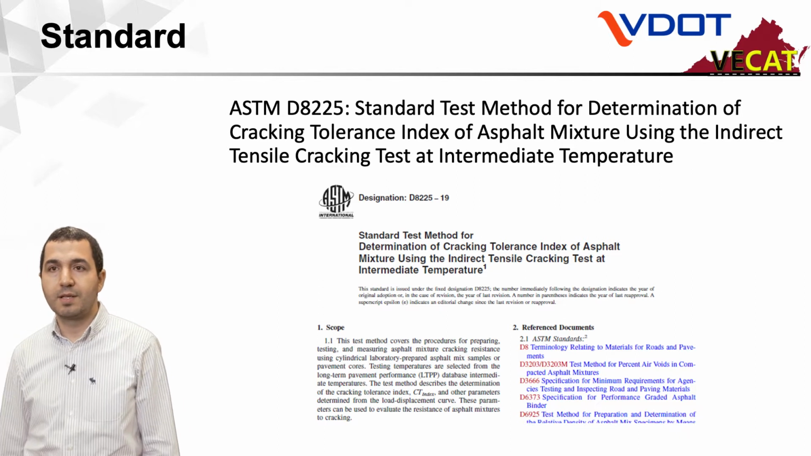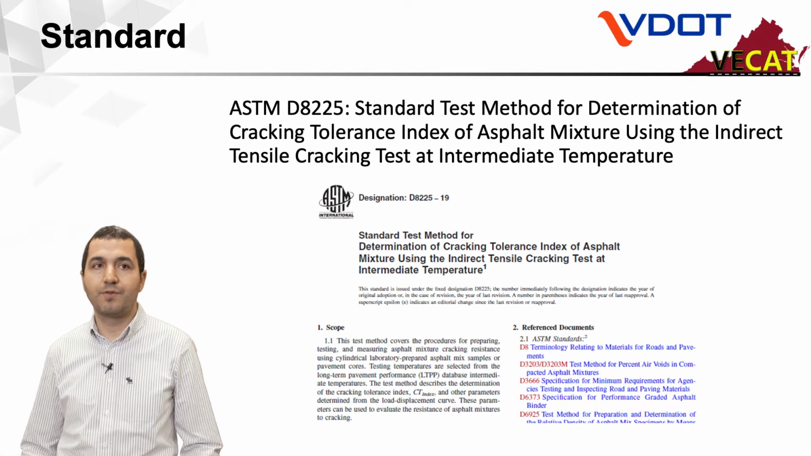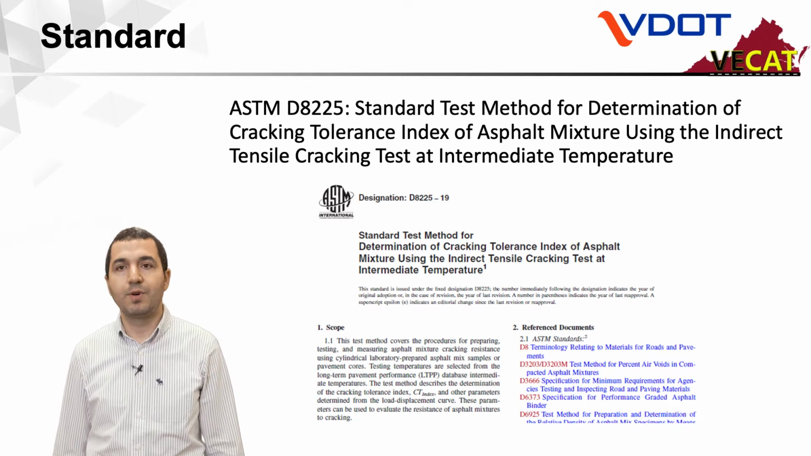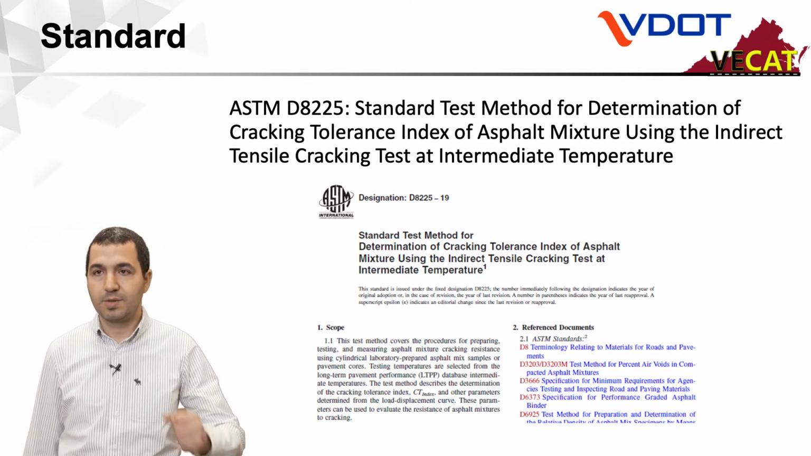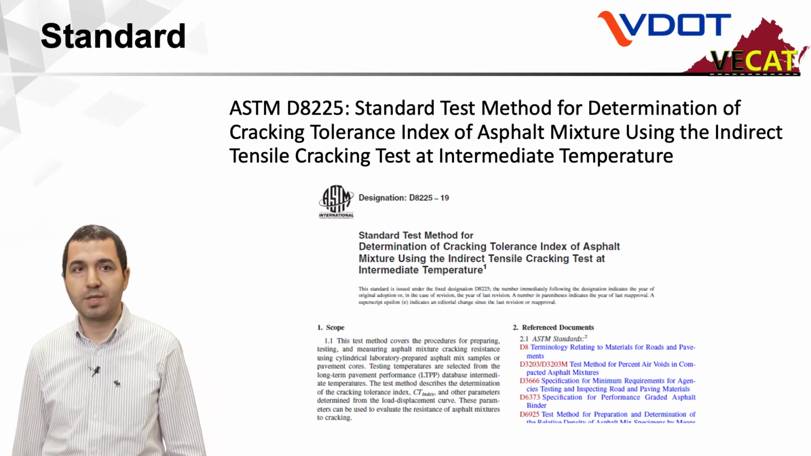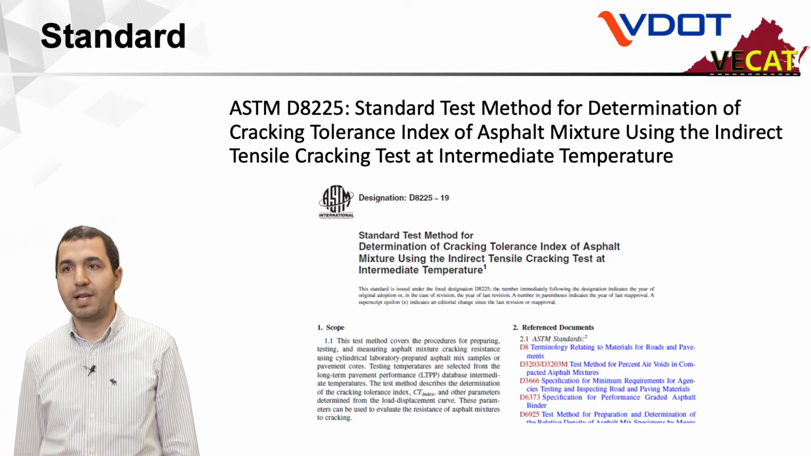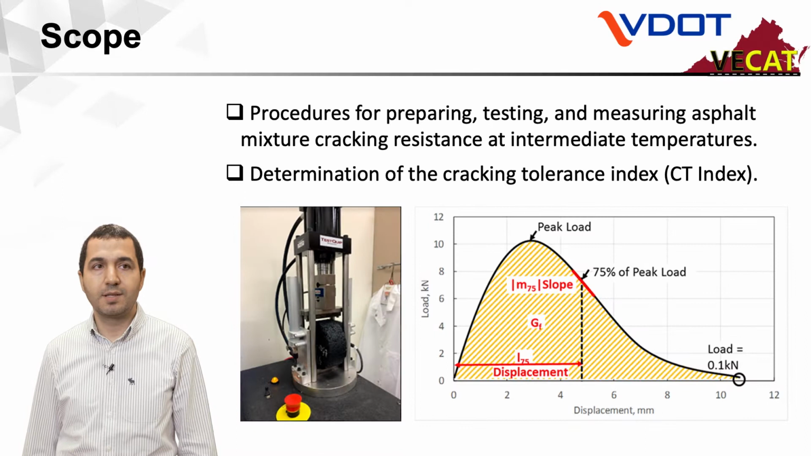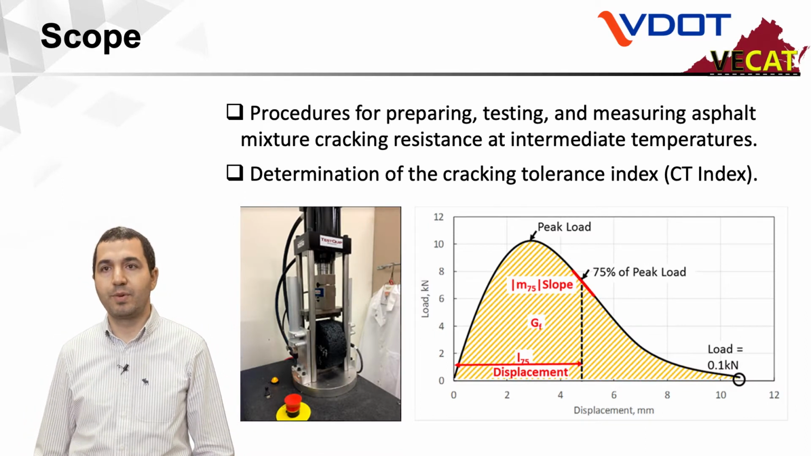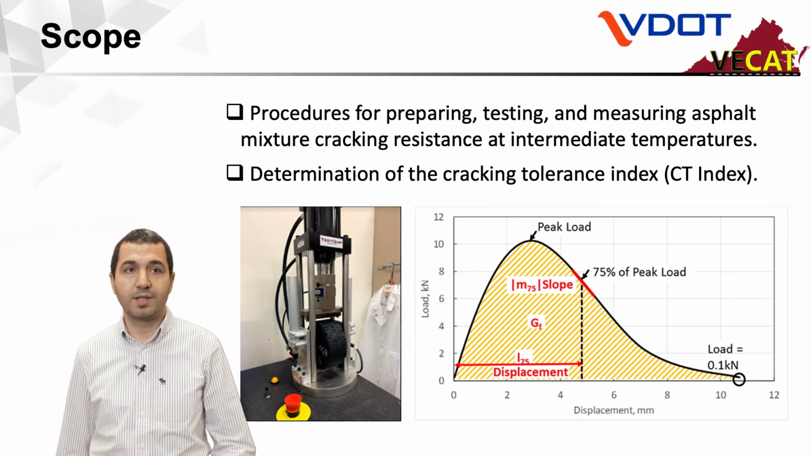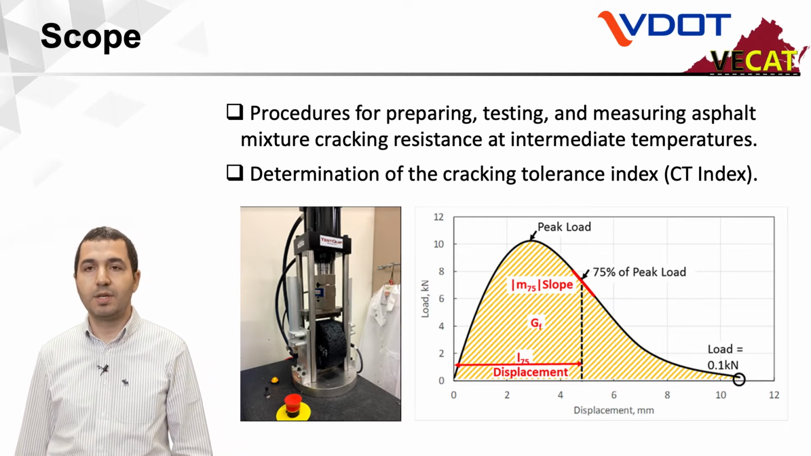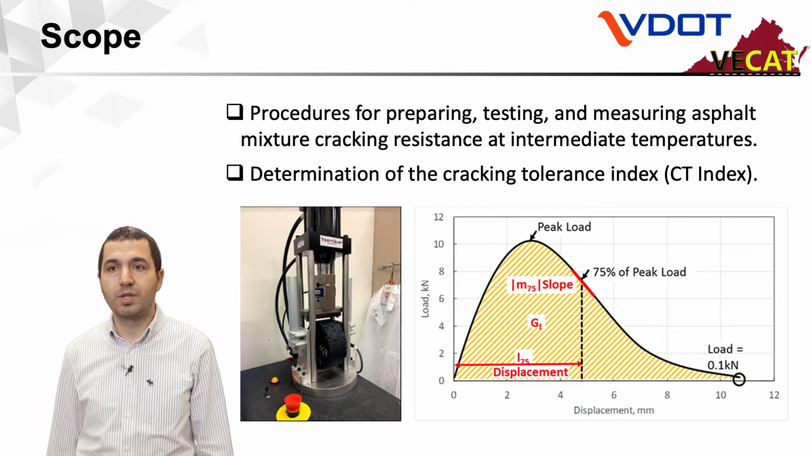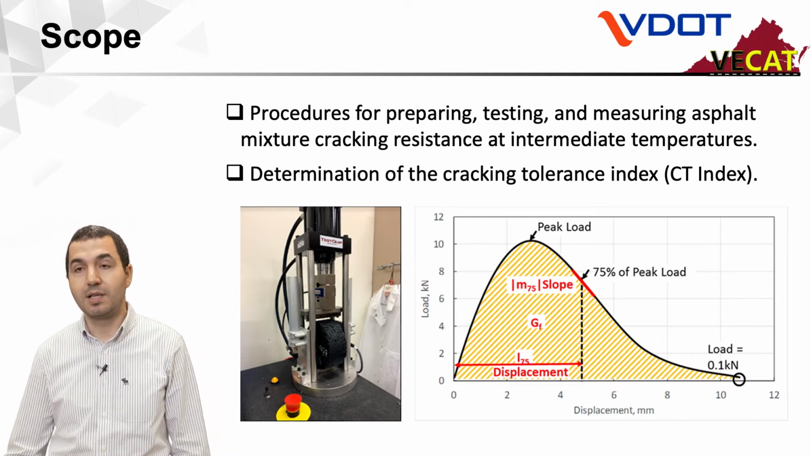VDOT spec requires that this test be performed in accordance with ASTM D8225, standard test method for determination of cracking tolerance index of asphalt mixtures using indirect tensile cracking test at intermediate temperature. This test covers procedures for preparing, testing, and measuring asphalt mixture resistance at intermediate temperatures, and also covers determination of cracking tolerance index, CT index.